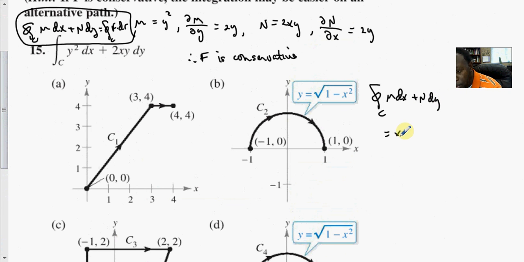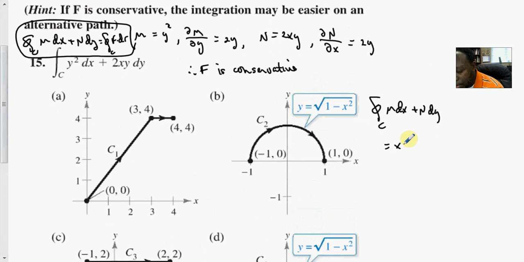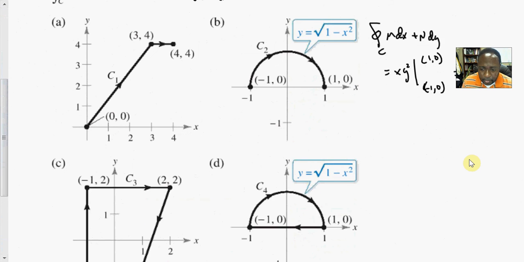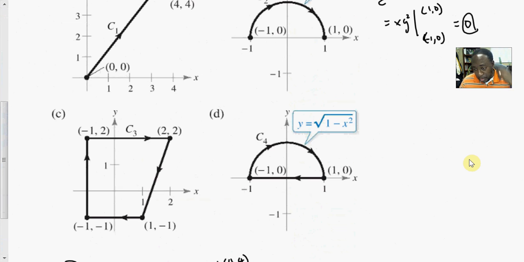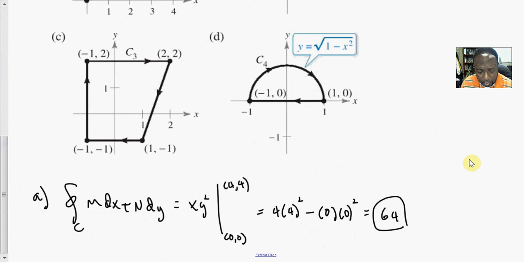This is equal to x y squared, evaluated. Here we're going from -1, 0 to 1, 0. Since y is 0 on both of those, you get 0. Well, it's closed. Here's a closed path.